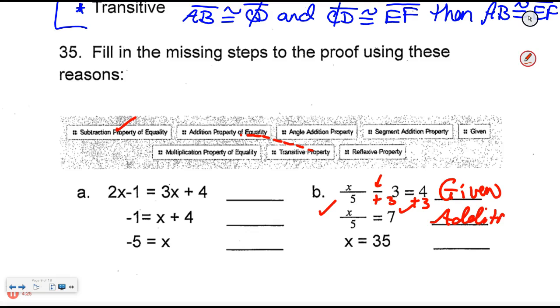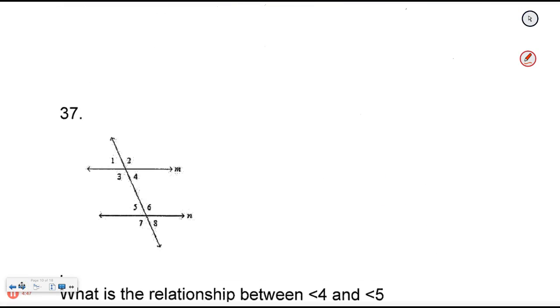Addition property of equality. The next one, to undo division by 5, this is x divided by 5. I multiply both sides by 5. What I do is generally the name of the property. So this one would be the multiplication property of equality. And you just drag them into the box.